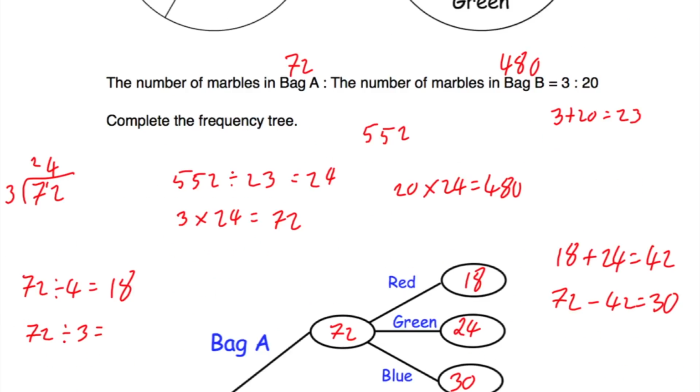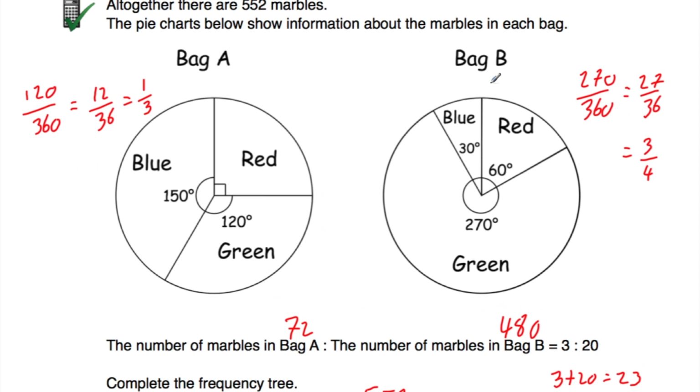Let's just check it was green. Yep, green. Okay, now let's go back up here. Now in terms of our blue and our red, let's work out what fractions these are. Red would be 60 out of 360. And if we divide both of those by 10, we get 6 out of 36. And we can divide both of those by 6 to get 6 divided by 6 is 1, and 36 divided by 6 is 6. So that means that a sixth of the marbles in bag B are red.